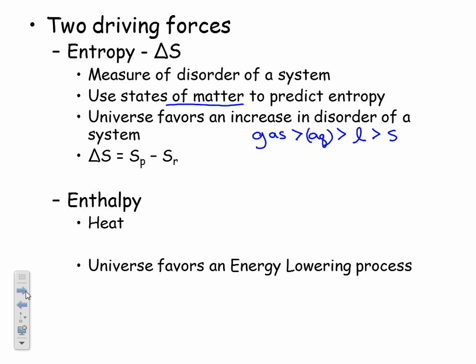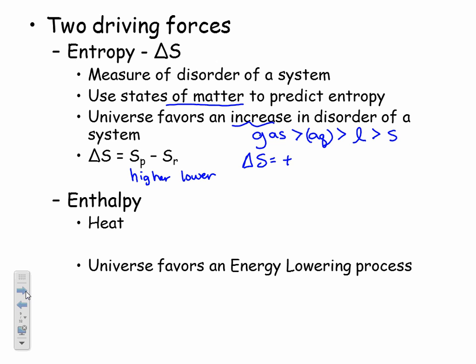The universe favors an increase in entropy, meaning the products are going to have a higher entropy than the reactants. When we have a big number minus a little number, we get a change in entropy that is positive in sign. We don't really care about the magnitude of the number at this point, so we're not going to deal with actual numbers. We're just going to look at sign. Entropy is increasing, and that's what the universe likes.